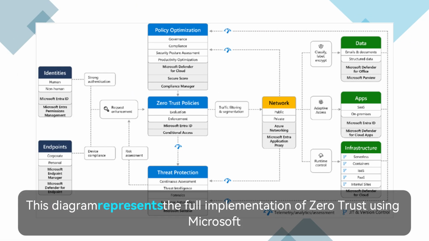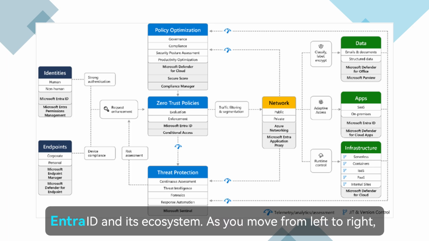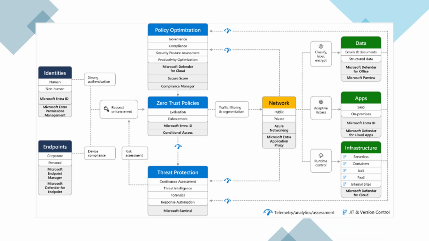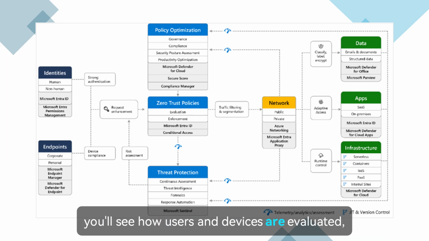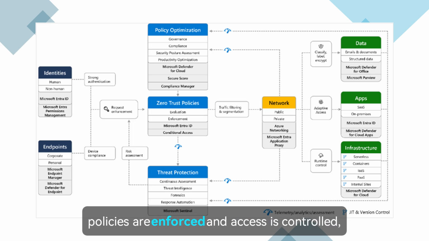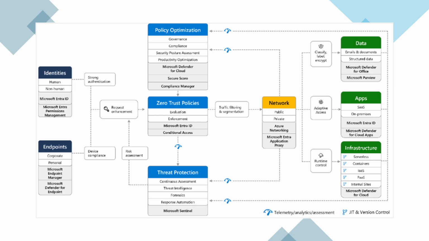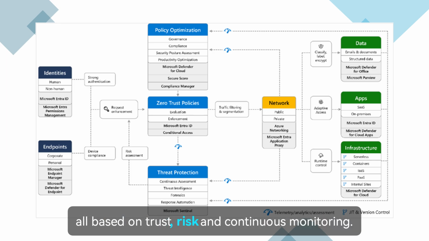This diagram represents the full implementation of zero trust using Microsoft Entra ID and its ecosystem. As you move from left to right, you'll see how users and devices are evaluated, policies are enforced, and access is controlled, all based on trust, risk, and continuous monitoring.